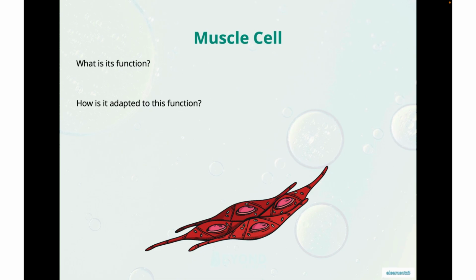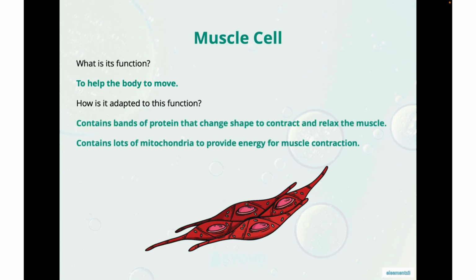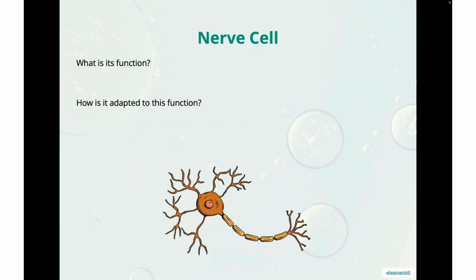Muscle cell. Function: to help the body to move. How is it adapted to this function? Contains bands of proteins that change shape to contract and relax the muscle. Contains lots of mitochondria to provide energy for muscle contraction.